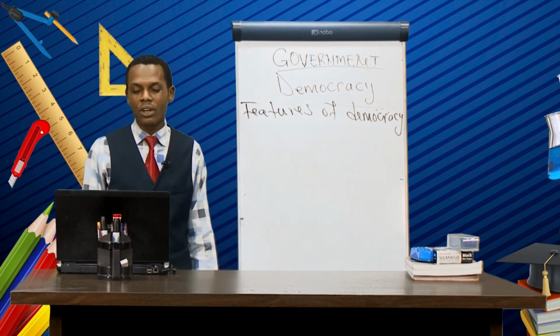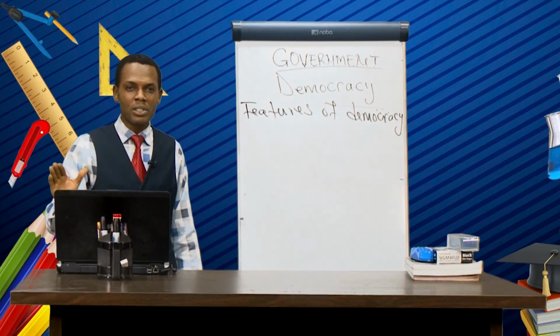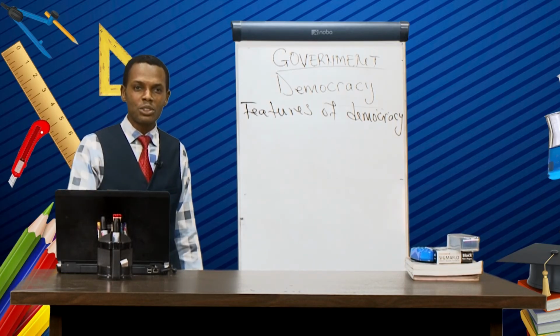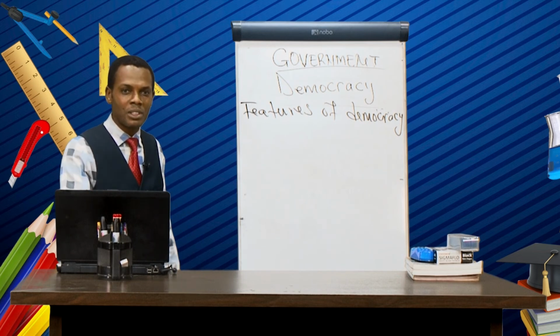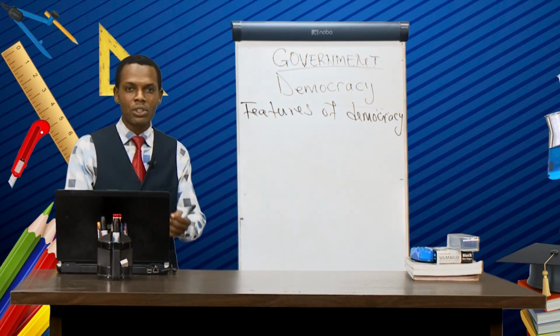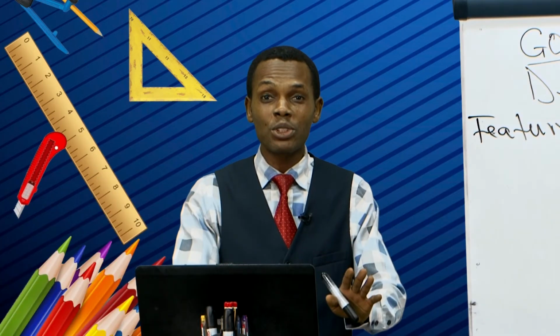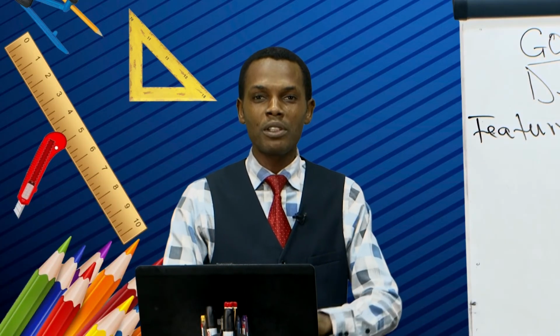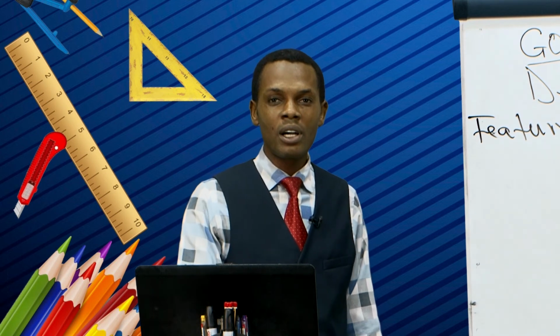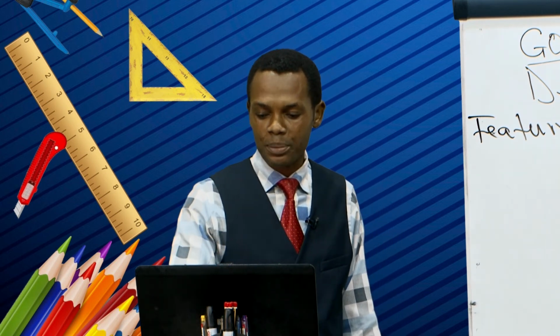And also another feature is judiciary independence. In a democratic setting, the judiciary is given independence to operate, so that nobody can intimidate them to do what they don't want to do, or push them in one way or the other. So they must be fair to everybody. And for this to happen, they must be given freedom. That is why they have that independence to operate in every democratic setting.